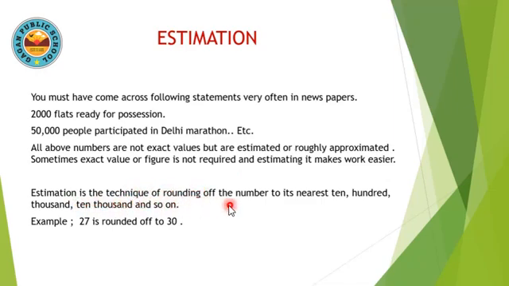Estimation is a technique of rounding off a number to its nearest 10, 100, 1000, 10,000 and so on. Like 27 is rounded off to 30. Okay, because 27 is lying between 20 and 30. So 27 is closer to 30 rather than 20. Okay, so 27 is rounded off to 30.